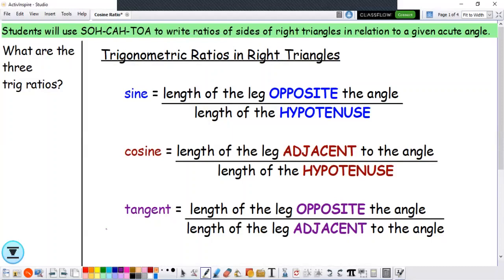You've been introduced to the three trigonometric ratios, sine, cosine, and tangent, and you have worked with the sine ratio. Sine is opposite over hypotenuse, or the length of the opposite side to the acute angle over the length of the hypotenuse. In this video, we're going to focus on cosine. Cosine is the length of the adjacent side to the acute angle over the length of the hypotenuse. And our third ratio is the tangent ratio, which we will cover in another video.